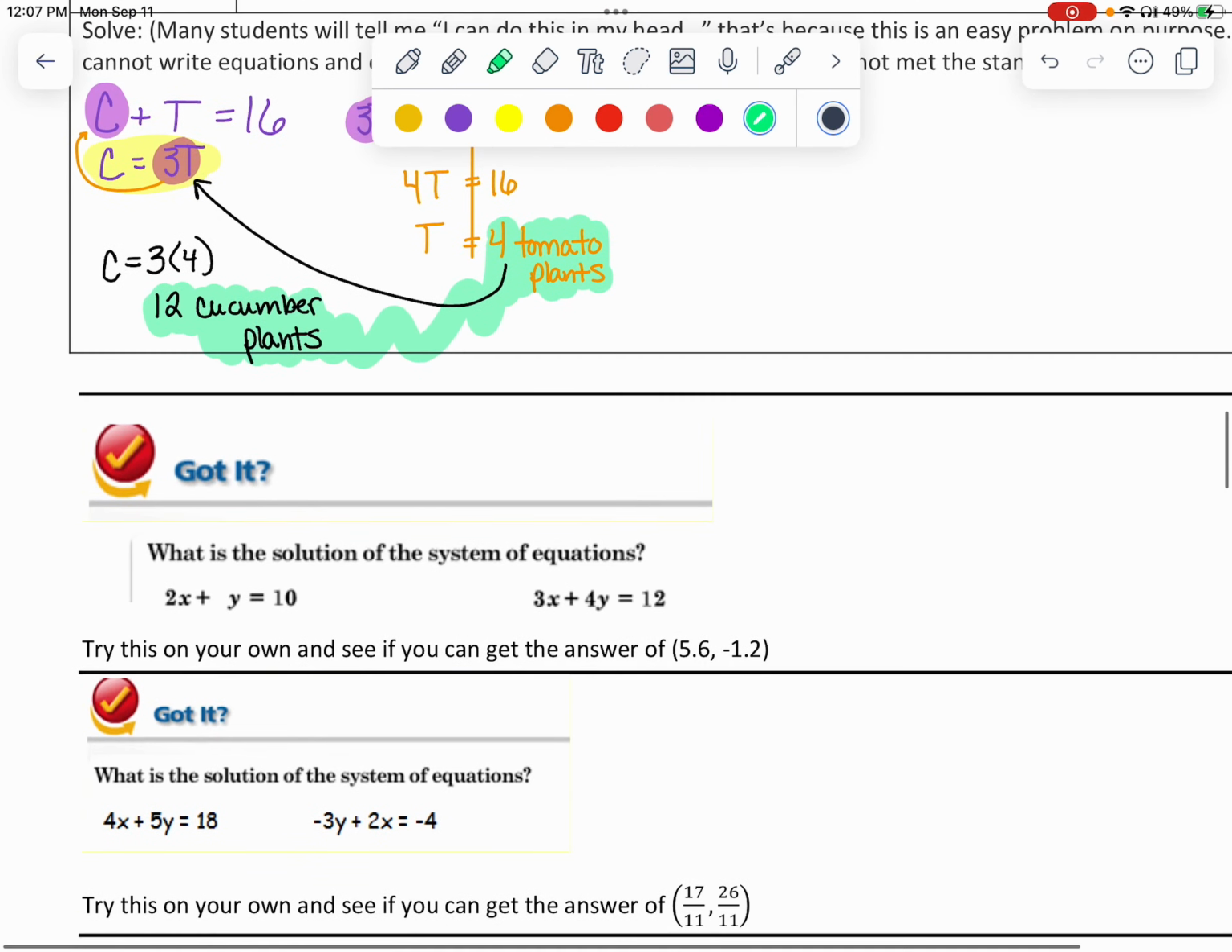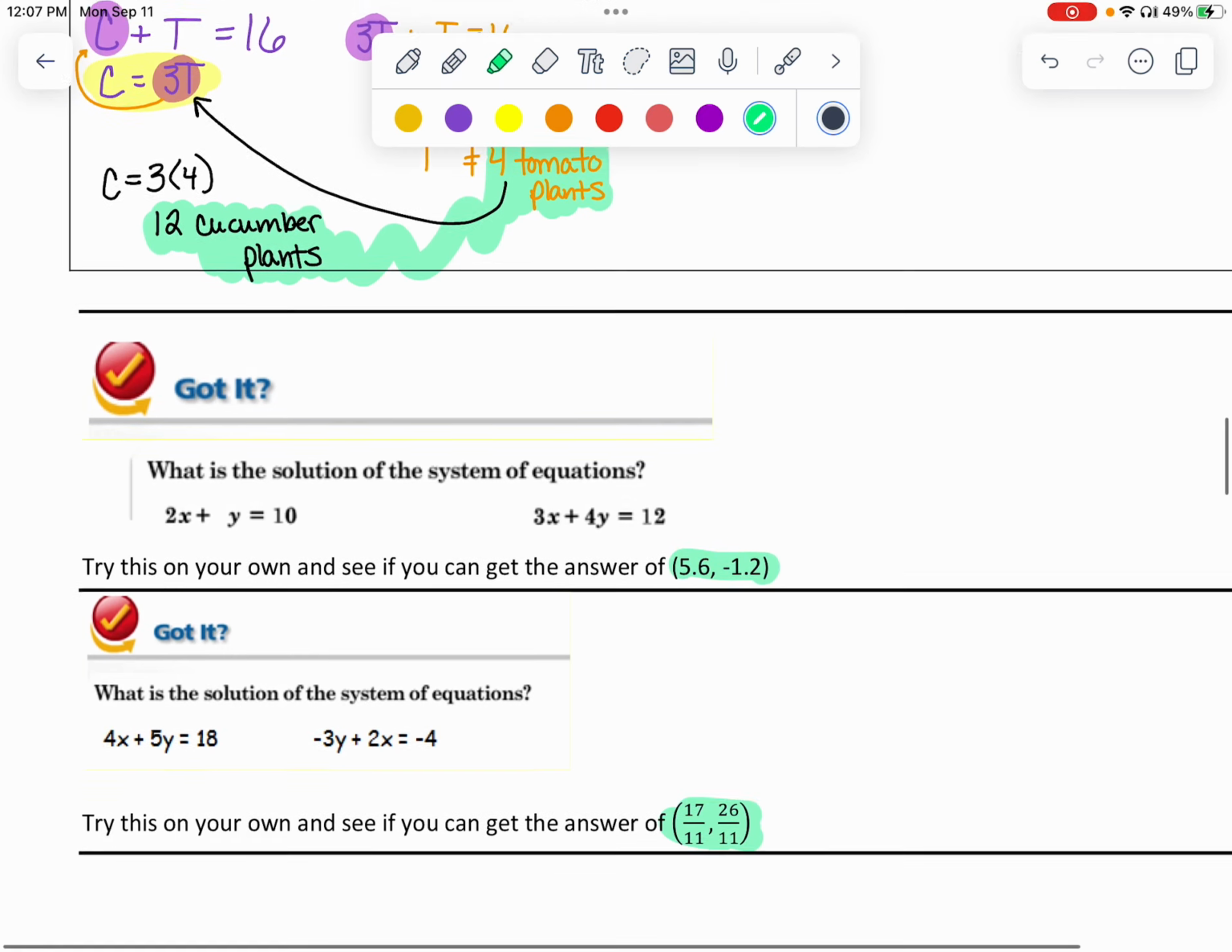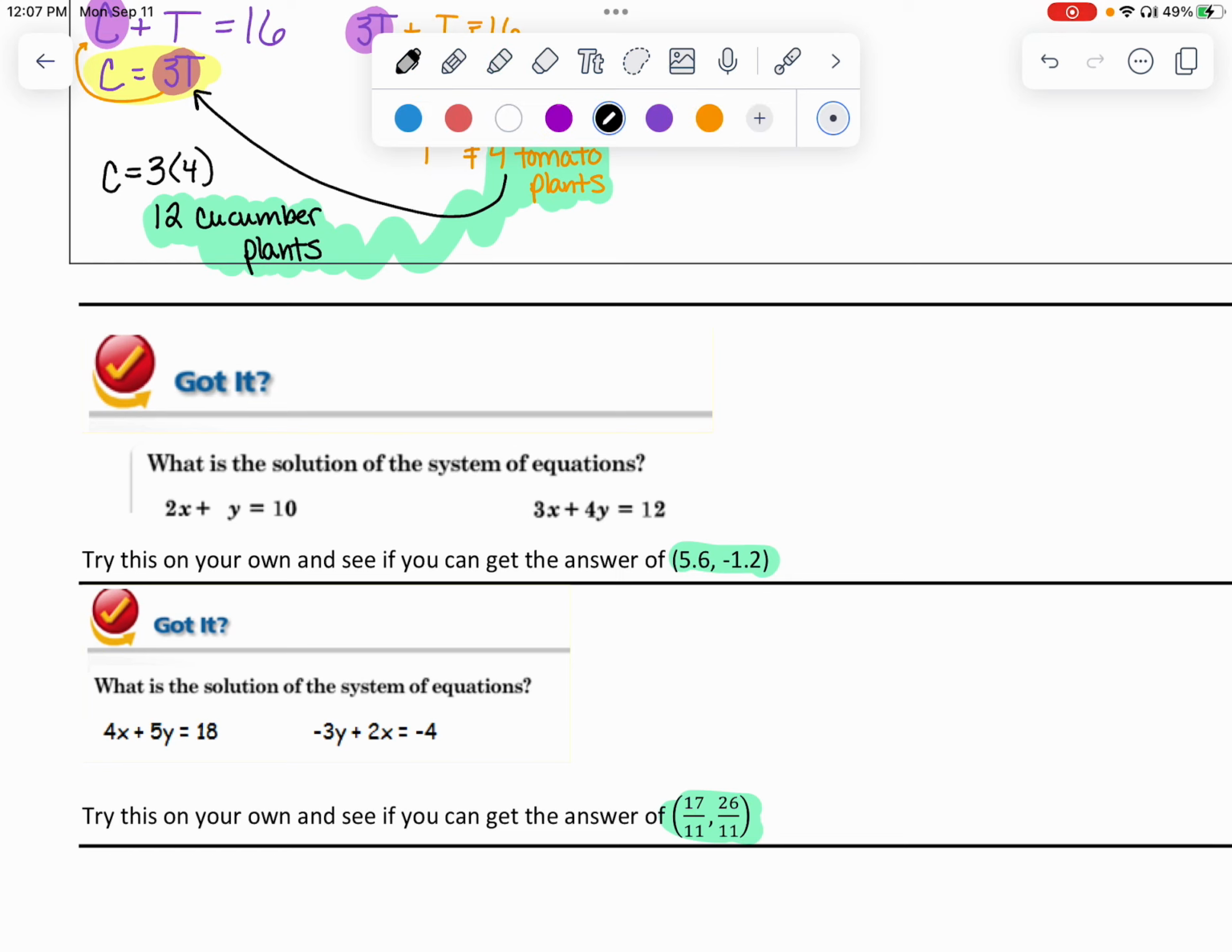Now this one down here, the next one is just a got it. If you want to try it on your own, look at those ugly answers. And then this one, yeah, try doing that in your head. It's 17/11 and 26/11. So if you want to try those two, there's nothing wrong with that. In fact, I would really encourage you to try this one. And let me know how it goes. Because if you get that one wrong, again, you've not met your state standard objective. Let's talk about it's probably just a negative or a positive.